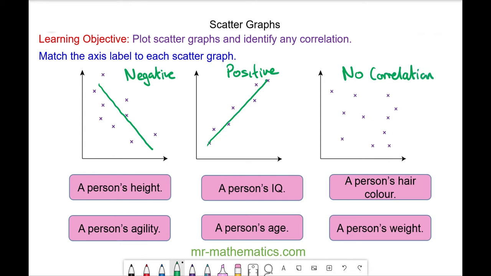Do you want to try and match these six descriptors to the three graphs? You can pause the video and resume it when you're ready.